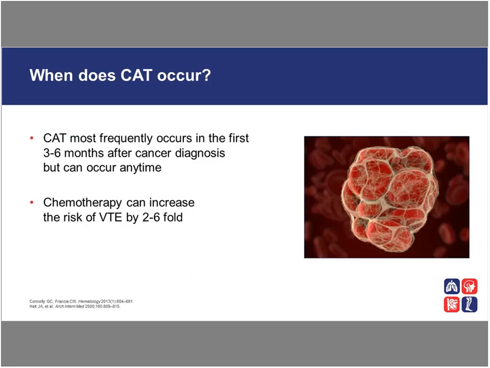So when does cancer-associated thrombosis occur? Interestingly, several epidemiologic studies have shown that cancer-associated thrombosis most frequently occurs in the first 3 to 6 months after cancer diagnosis. And so there seems to be a heightened incidence at that period of time, but it can be observed at any time during the course of cancer patients' therapy. Moreover, we know that during periods of chemotherapy, there seems to be a heightened risk or an increased risk of venous thromboembolism that can vary anywhere from 2 to 6-fold increased risk.